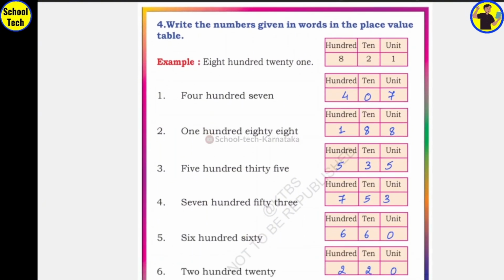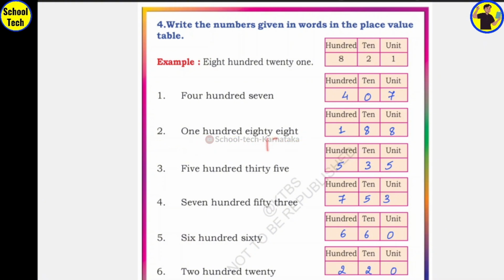The fourth exercise. Write the numbers given in words in the place value table. For example, it is given here 821. Write it in place table. In units place we have 1, tens place 2 and hundreds place 8. 821. The first question, 407. In the units place 7, tens place 0, hundreds place 4. 407.